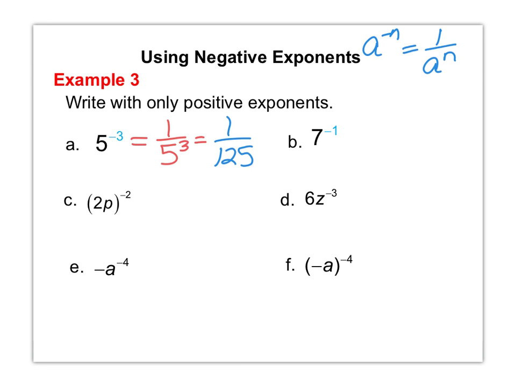For part B, 7 to the negative 1 power is the same thing as 1 over 7 to the positive 1 power, and then that can be simplified to 1 over 7.